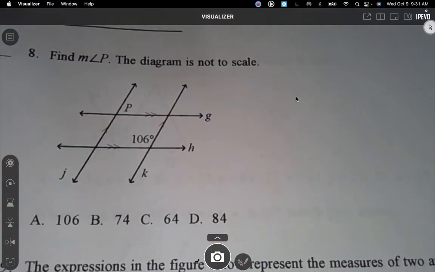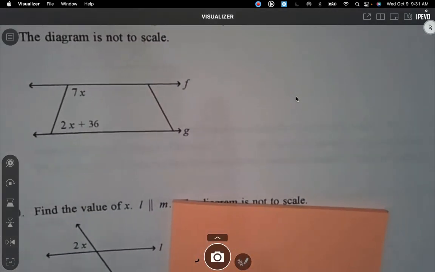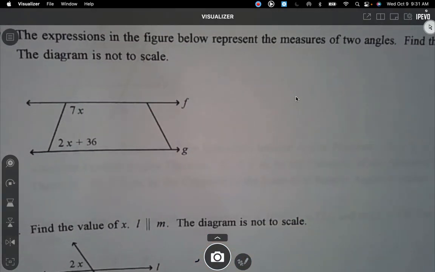Then number 9, I do think 9 is on there. So what do you notice about these 2 inside angles? They're same side interior, so what do they do? They add to 180. Okay, so I would write both of those angles added together equals 180. Then what do I get? 9x plus 36 equals 180. Then what do I do?